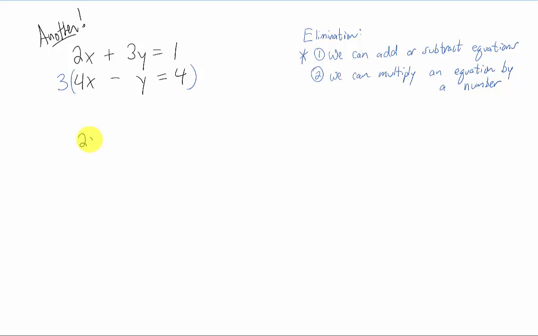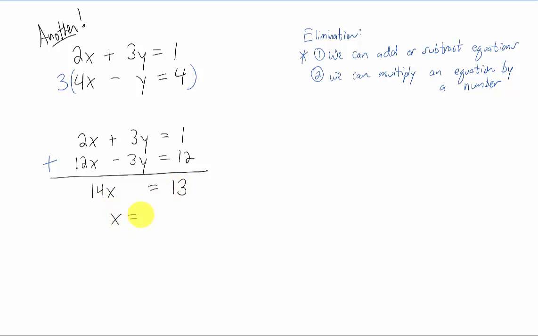I'm just going to copy down the first equation, and when I multiply the second equation by 3, I get 12x minus 3y equals 12. Now, if I add these two equations together, on the left side we get 14x, the 3y and the negative 3y have eliminated, and on the right we get 13. I'll divide both sides of the equation by 14, and we get x is 13/14.